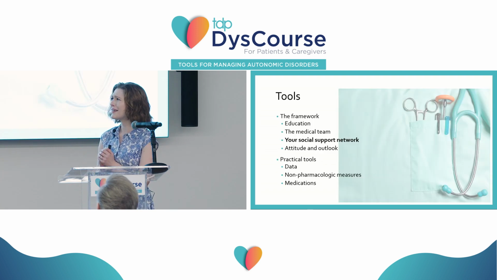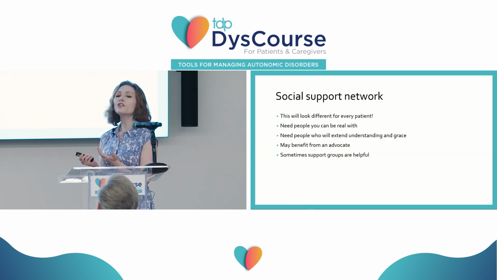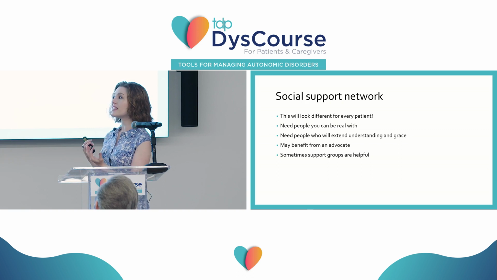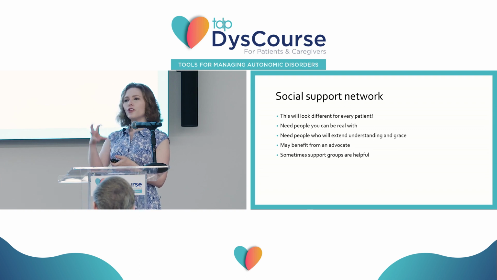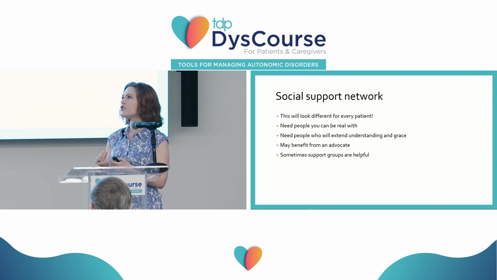All right, the next pillar of your framework, your social support network. This will look different for everybody. Some people feel most comfortable with their immediate family. Some people feel more comfortable with close friends. Some people love connecting with other patients who have dysautonomia. Some people are more private and they're like, I don't want to talk to strangers about my symptoms. So whatever it looks like for you and your personality is fine, but you need one. You cannot do this alone, and you shouldn't try to.